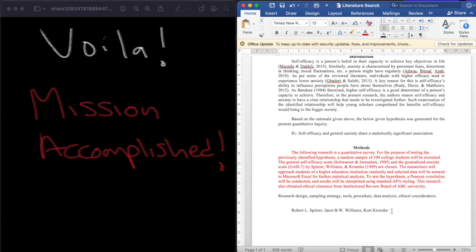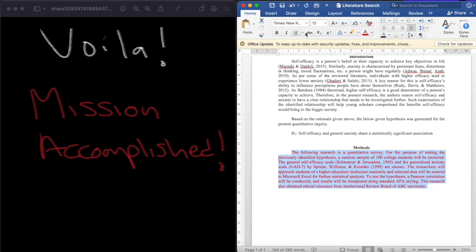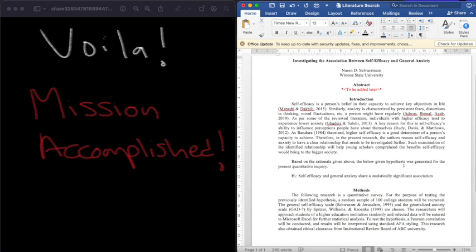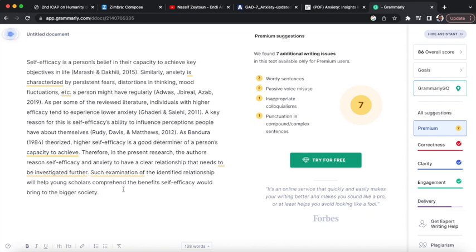So this would be a very basic method section. This would be a very good basic method section. So all good. Okay, now I'm going to just color this in black. Now let's take this and put this in Grammarly as well.